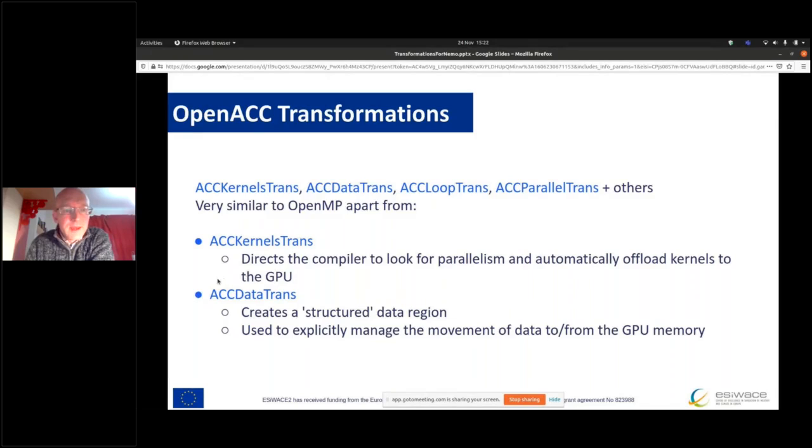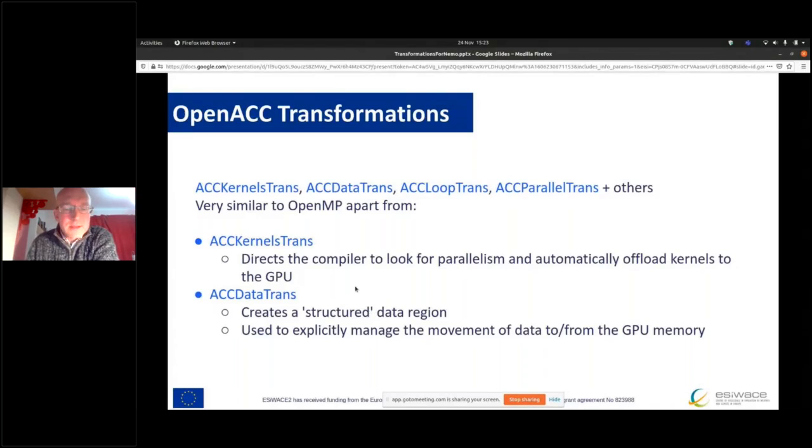significantly different from the CPU targeting OpenMP, you have to worry about data movement with the GPU, as Rupert also talked a little bit about. And there are two different data related transformations in Cyclone, one of which we will use in the hands-on tutorial tomorrow and one of which we won't. The one we will use is data trans, which creates what's called a structured data region. So it has a static scope. When you enter it, data is copied over to the GPU. When you leave it, data is copied back from the GPU, but you can control that with clauses. And we'll use that for the simple walkthrough that you're going to be doing tomorrow morning.